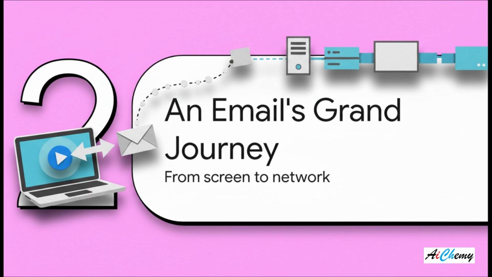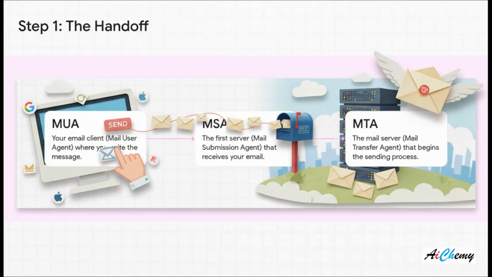Let's trace the very first steps an email takes. Okay, so you've just hit send. You're using what's called a mail user agent, or MUA. Don't worry about the jargon, that's just your Gmail or Outlook. Your MUA hands the email off to a mail submission agent, the MSA. Think of the MSA as the very first mailbox you drop your letter into.